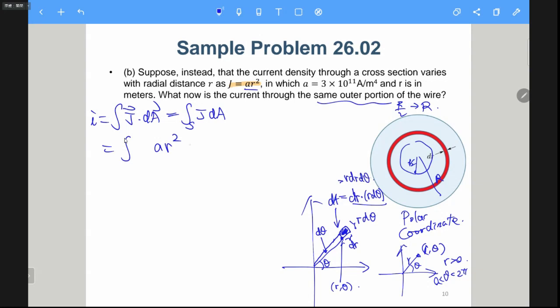So we have A times r dr d theta, and of course r we need to integrate from R over 2 to capital R. And then for theta, because it is a whole circle, we need to integrate it from 0 to 2 pi.